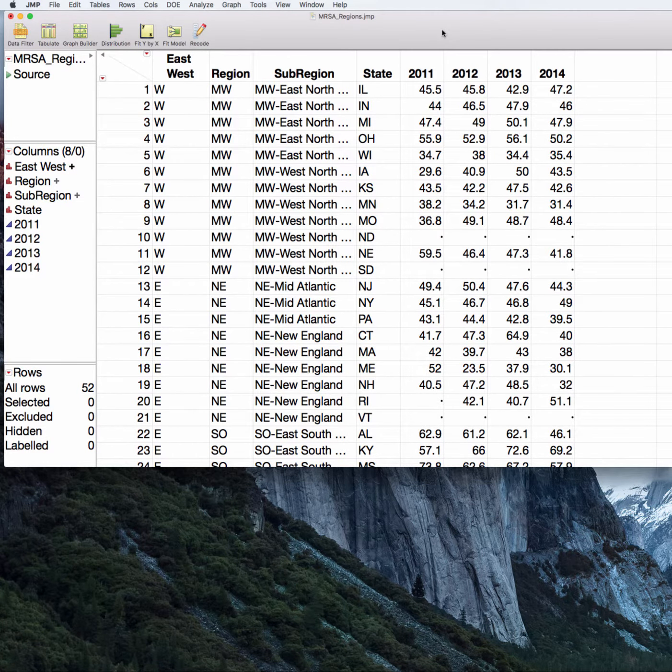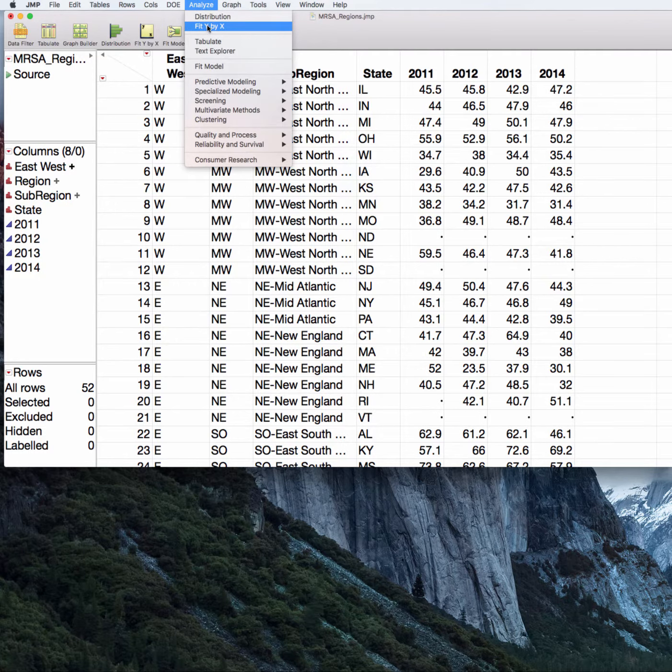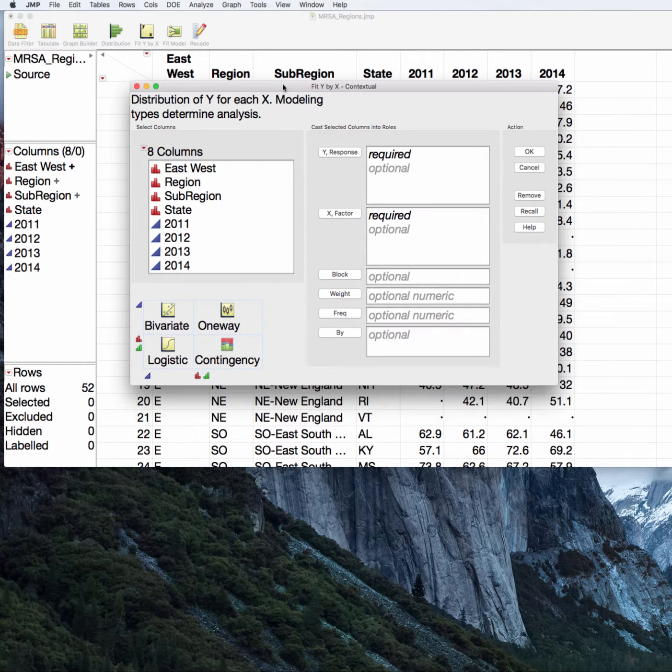We'll begin looking at the simplest case of the equal variance or pooled variance t-test. So with the MRSA regions data opened for percent antibiotic resistant with the east-west created region, we're going to go into analyze, fit y by x. We're going to put 2011 as our y and region, or east-west, as our x, and press OK.